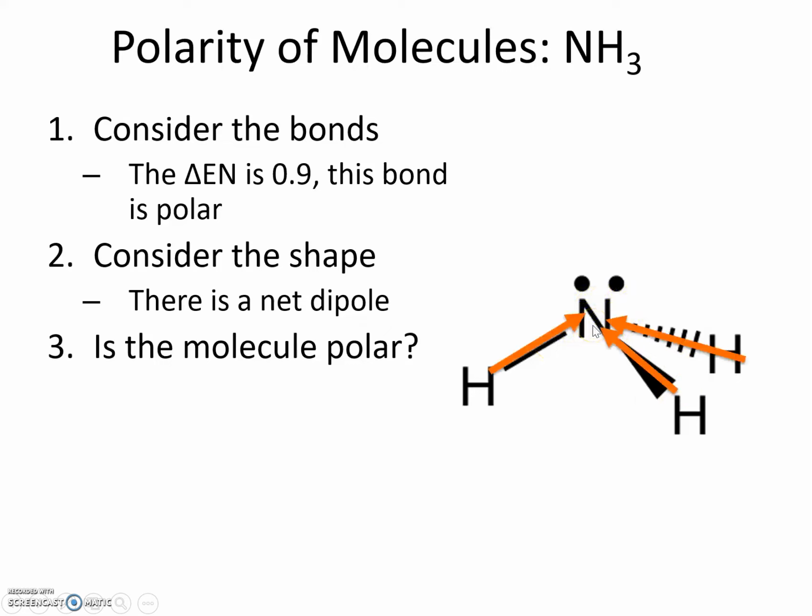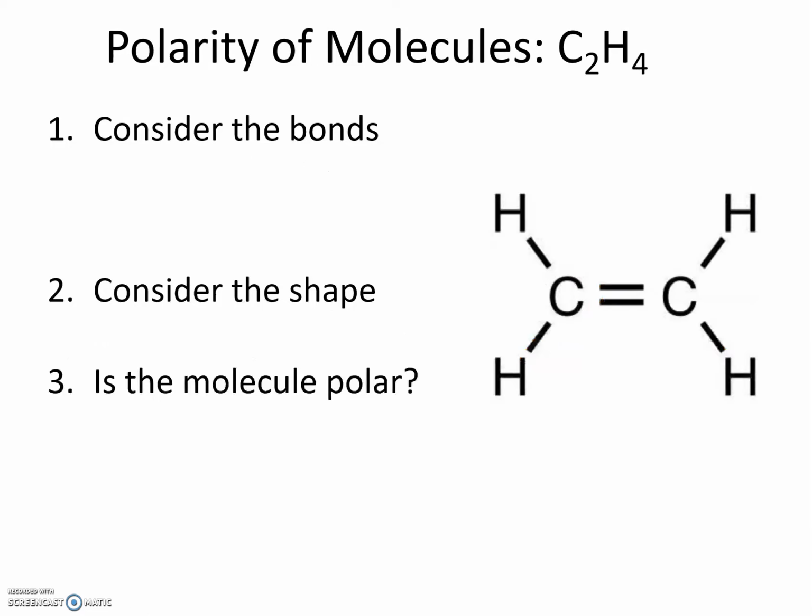So if I draw in arrows to represent how the electrons are being pulled, they're being pulled towards that nitrogen, which does create a net dipole. That's really because of this lone pair right up here. Without that lone pair, the hydrogens would all be on the same plane and these dipoles would cancel out. But with the lone pair up here, it makes it trigonal pyramidal rather than trigonal planar geometry. So we do end up with a net dipole. So yes, ammonia is a polar molecule.